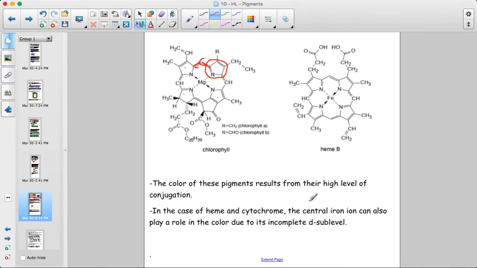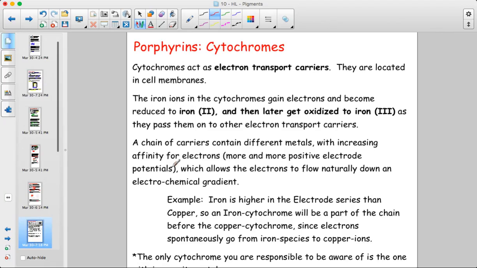Okay, so it's this high level of conjugation, and then what I just said, some of them, the central iron ion, can also contribute. So first we'll look at cytochromes. You actually don't need to know anything about the color of cytochromes. It's a little bit odd that they include it in the pigment topic, but they are important porphyrins, so they decided to include it, I suppose.